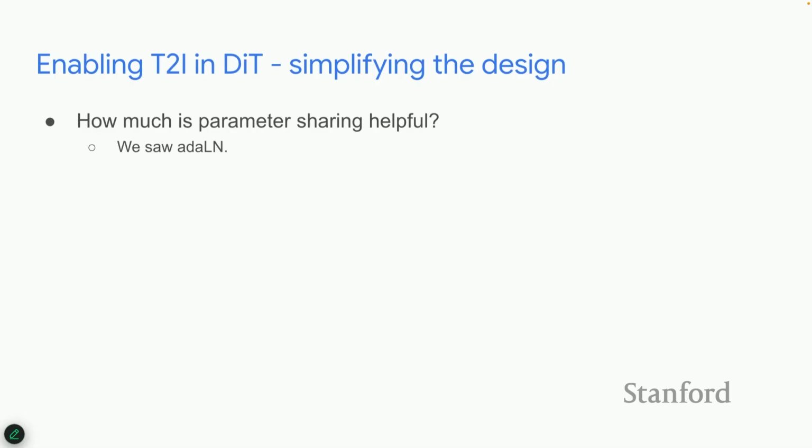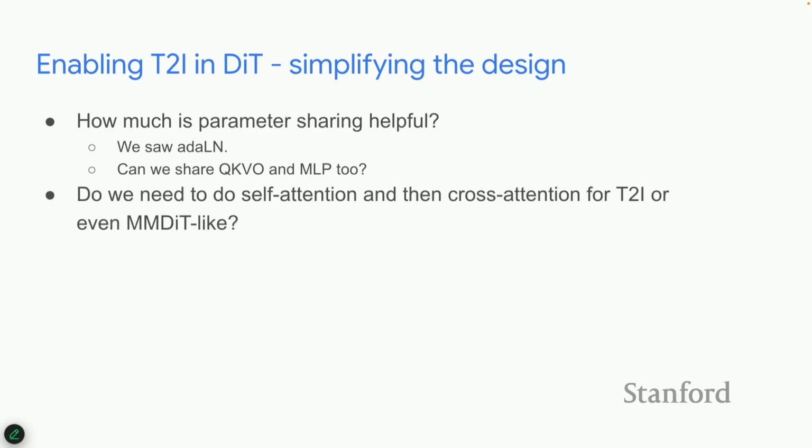And we saw AdaLN already. Can we also share QKVO and the MLP, like ALBERT? This is from back in the day, ALBERT, where we shared all the projection matrices for a couple of layers. We also shared the MLP matrices and so on. And do we really need self-attention and then cross-attention, or do we really need MMDiT? I think this will probably answer your question. So I look forward to that.